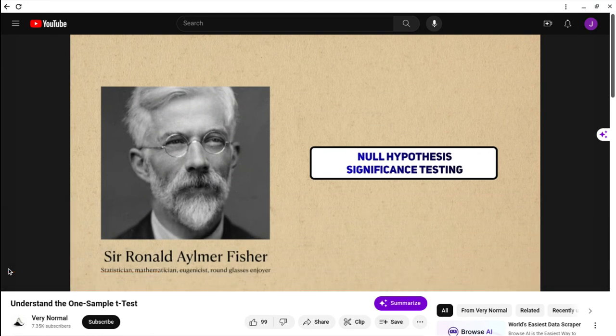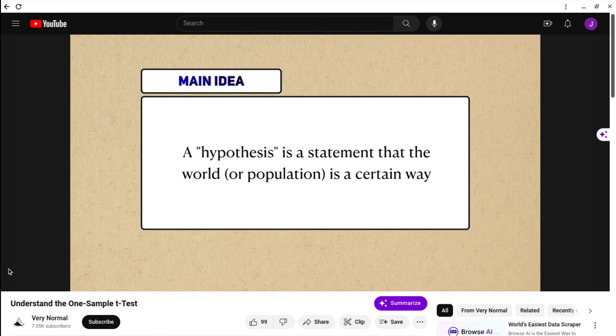This method was invented by Sir Ronald Fisher, one of the most prominent and controversial figures in statistics.